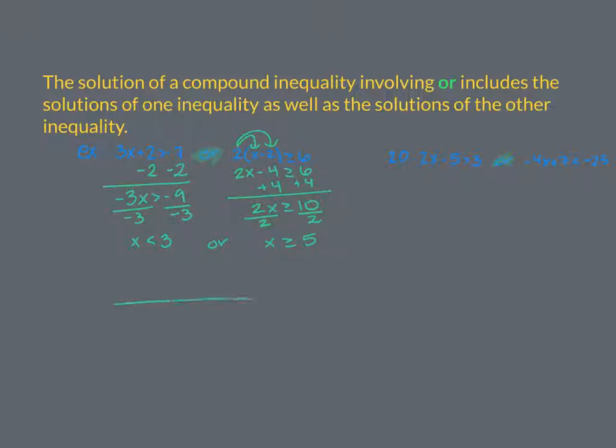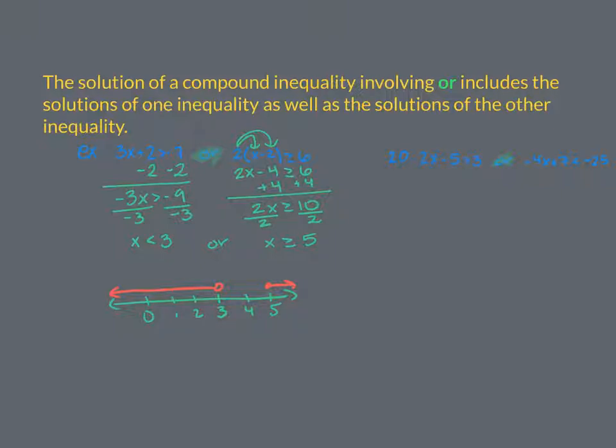When I graph this on my number line, I have 0, 1, 2, 3, 4, and 5. I'm going to put an open circle at 3, and then it's going to be everything less than 3, so that means it's going to be 2, 1, 0, and so on. And then I'm going to put a closed circle at 5, and everything greater than 5, so that's going to be 6, 7, 8, 9, 10, and so on. And so that is my graph.